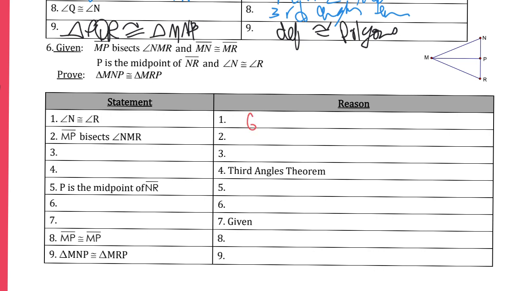Okay, so let's write given. Okay, MP bisects angle NMR, that's given as well. And as a result, okay, so we know N matches R. Always label your diagram. MP bisects NMR. So you know, pardon me, that those two angles will be congruent. So you go angle NMP is going to be congruent to angle RMP, by definition of angle bisector.